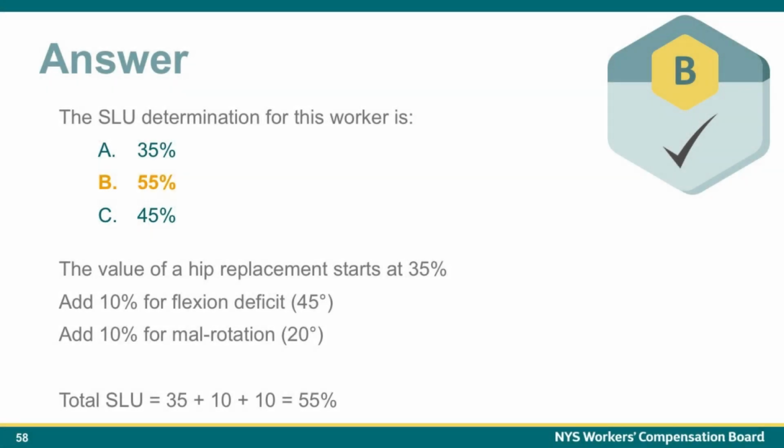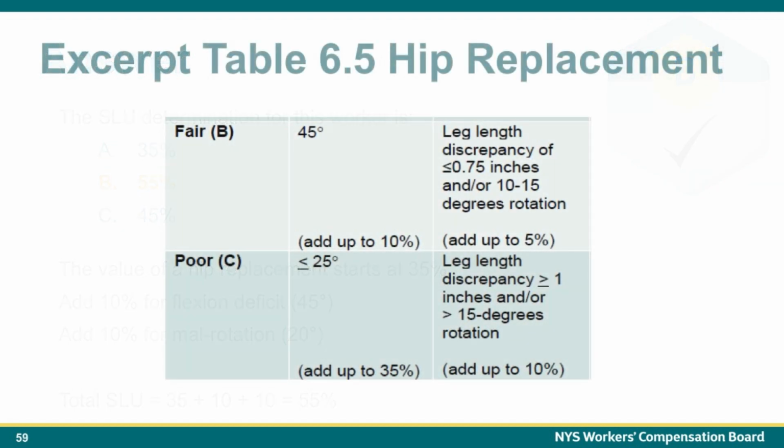The correct answer in this case is B, 55%. To understand the answer, let's review Table 6.5, hip replacement. For a hip replacement, 35% is the starting point. In this case, the patient's hip flexion falls into the fair category of 45 degrees, and therefore an additional 10% is added for the flexion deficit.